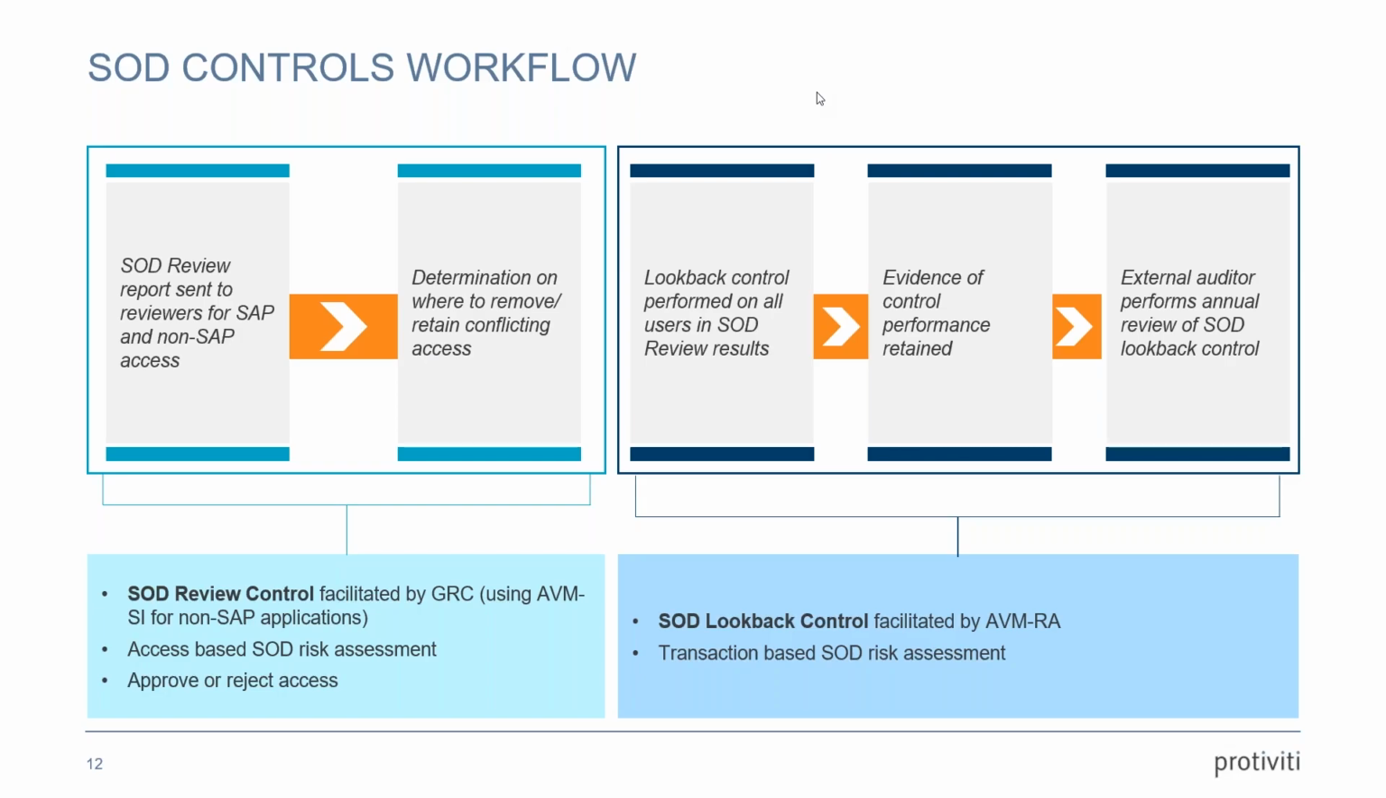So they initially run an SOD report using their access control solution, and send that out to all those managers for review. And they determine whether or not they're going to remove or retain the conflicting access. And that's facilitated by access control using some of the AVM integration solutions for their non-SAP applications as well. And again, that's just the access-based step.